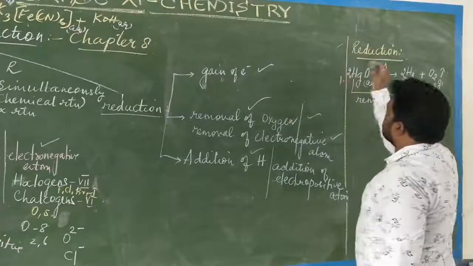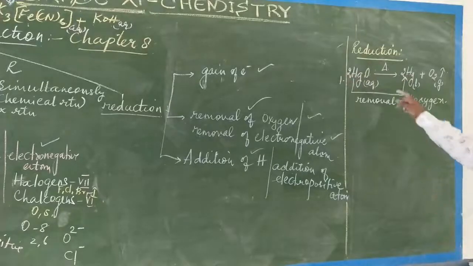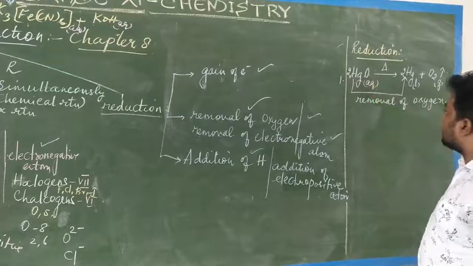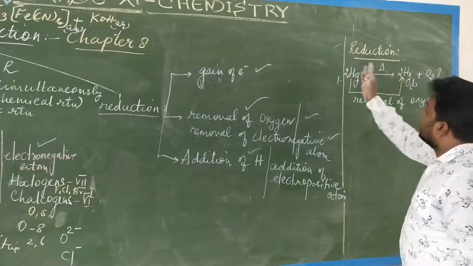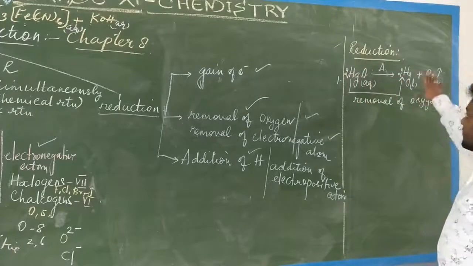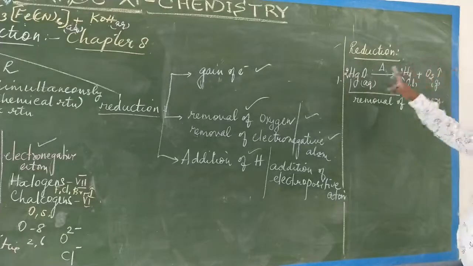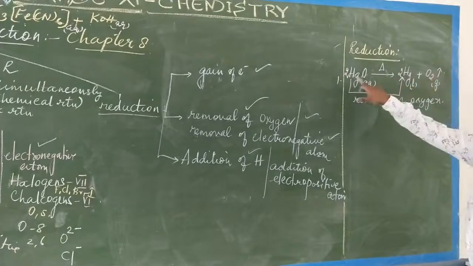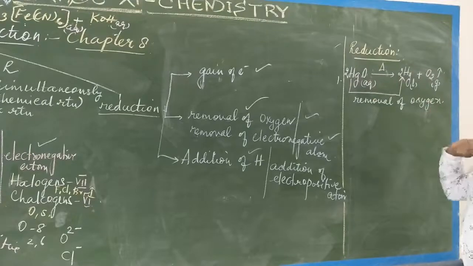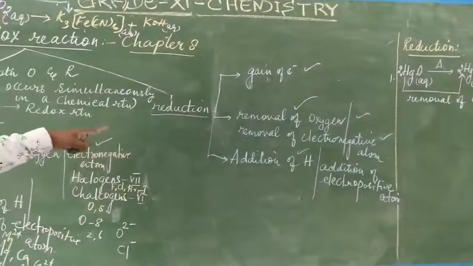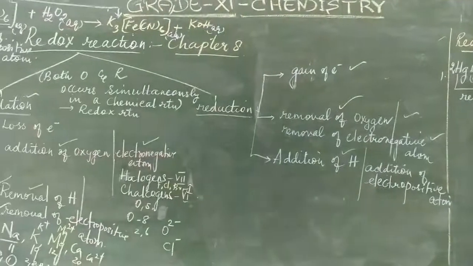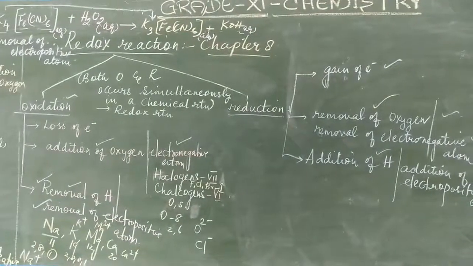So this is the first example. Mercury oxide is heated to a considerable temperature and gets decomposed, giving rise to the formation of mercury and oxygen. As a result, the oxygen has got removed from the mercury. Therefore, the removal of oxygen has taken place. So what is reduction? The first pointer, removal of oxygen, we can write.